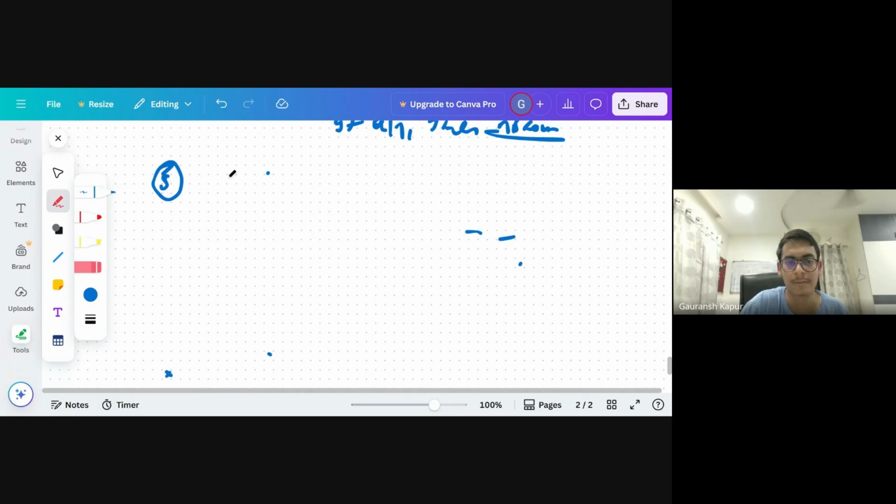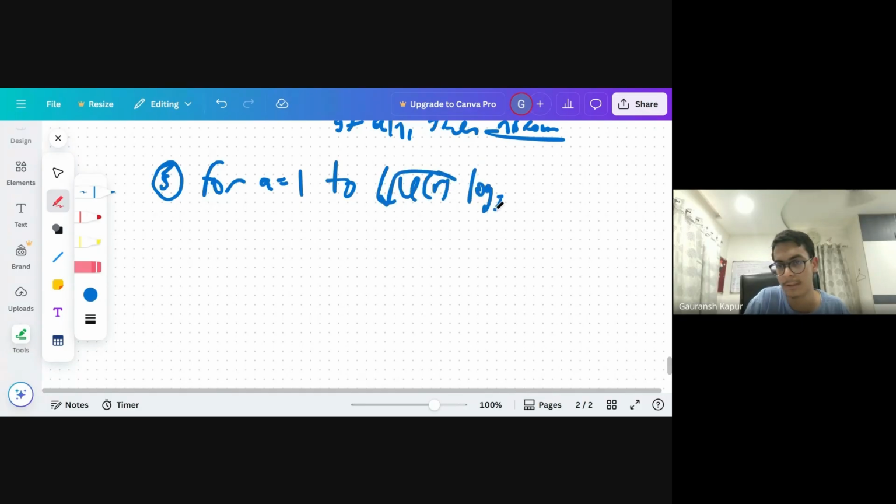And the fifth step: if the above four steps are done and n is not declared composite in the fourth step, then for a from 1 to the floor of root phi of r times log n. So this is the floor function, which is the greatest integer function. And this is the phi function. It counts the number of t less than or equal to r, such that the GCD of r and t is 1.